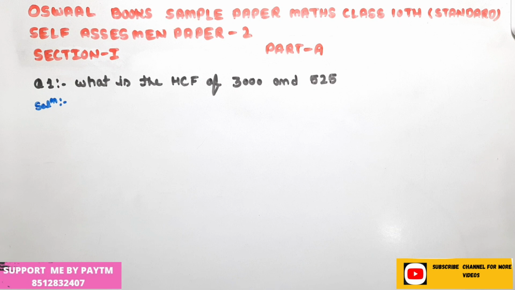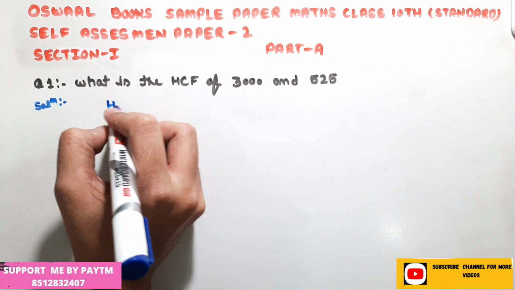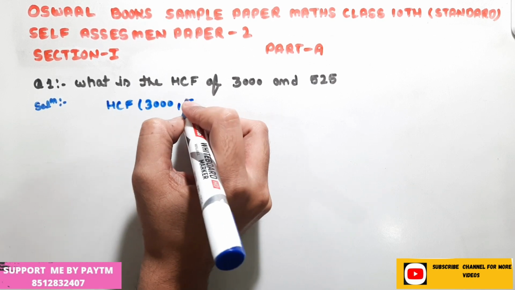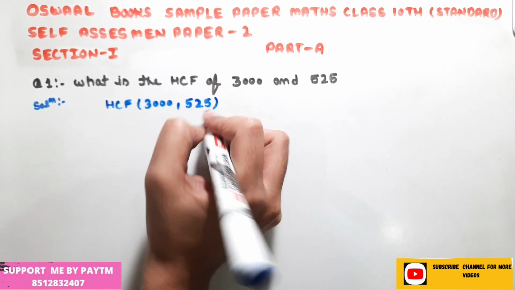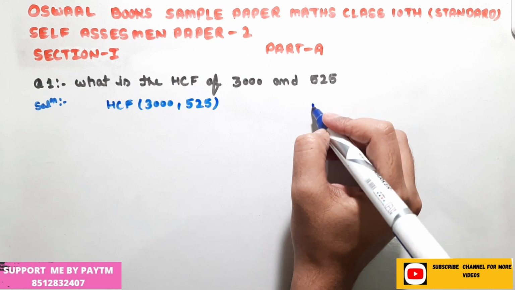Oswald book, sample paper, maths, class 10th standard, self-assessment paper 2, part A, section 1, question number 1. What is the HCF of 3025? In this problem, we have to find the HCF of 3025. So firstly, we will factorize 3025.